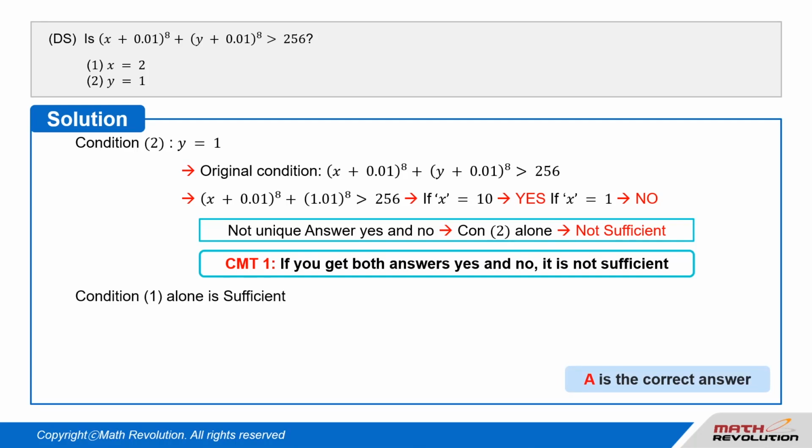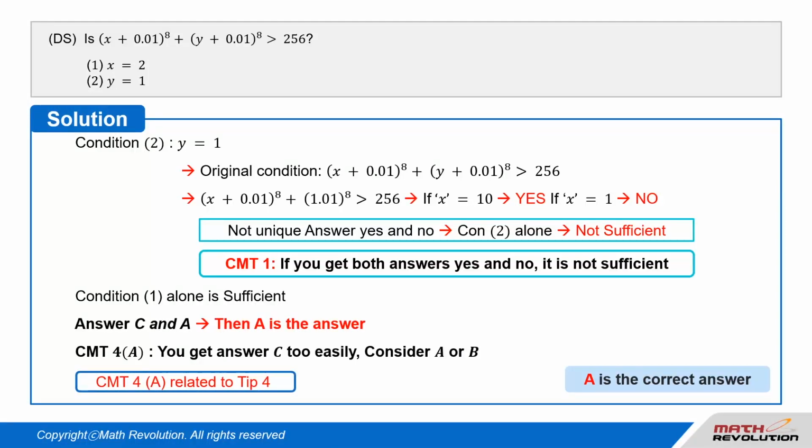Condition 1 alone is sufficient, so A is the correct answer. This question is also related to CMT 4A, which says that if you get C too easily as an answer, then consider A and B as the answer. That is, there are often cases in which both Tip 4 and CMT 4 occur. Remember, trivial conditions cannot be the answer. And if you get C as an answer too easily, consider A or B.